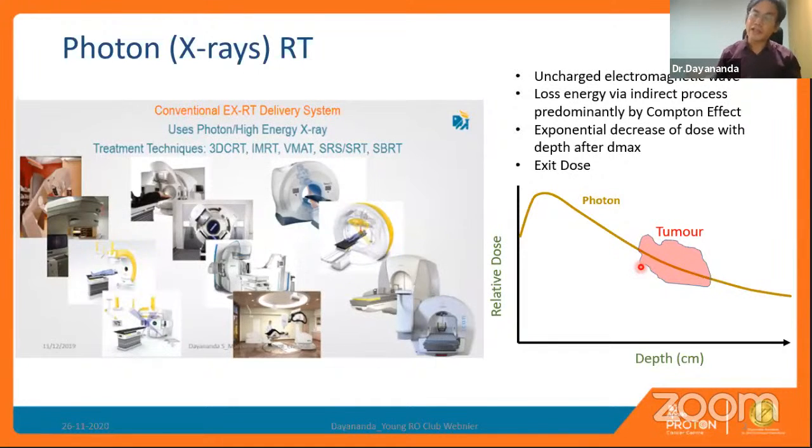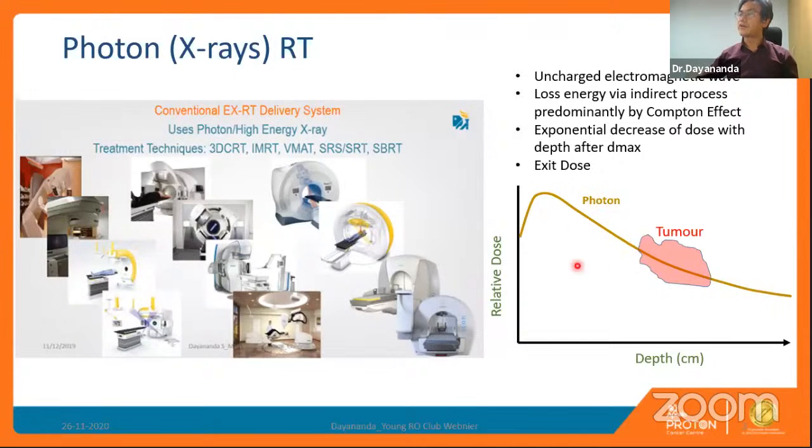And as we also know, exponential functions cannot be zero. That means we cannot stop the photon dose. So if you are treating a tumor using photon radiation, then you are bound to deliver high dose before it reaches the tumor, and after depositing the dose in the tumor, it has to come out of the tumor, because this is the basic characteristic of the radiation. One may argue that we can reduce the entrance dose by increasing the number of fields, but you cannot avoid the exit dose.